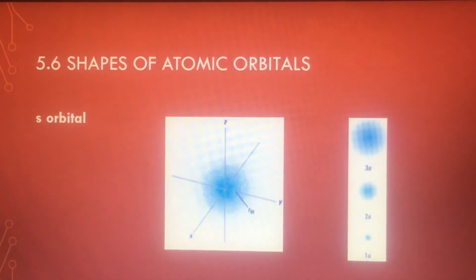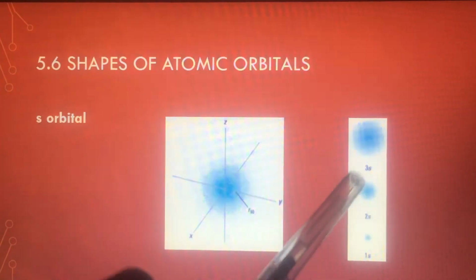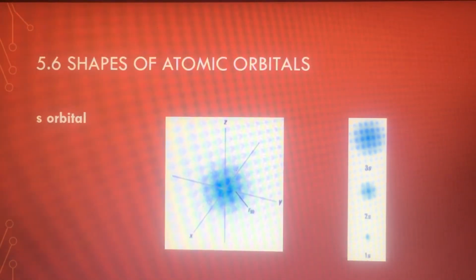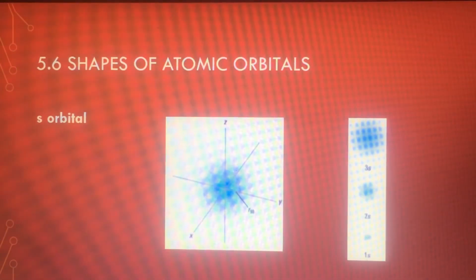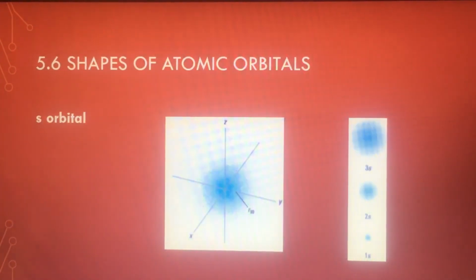Again, based on the discussion a while ago, if we have 1s, we see a small region of space wherein we find the 1s electrons. For 2s, we still have a small electron cloud, but bigger than 1s, in which we find the 2s electrons, and for 3s we have a larger boundary surface.